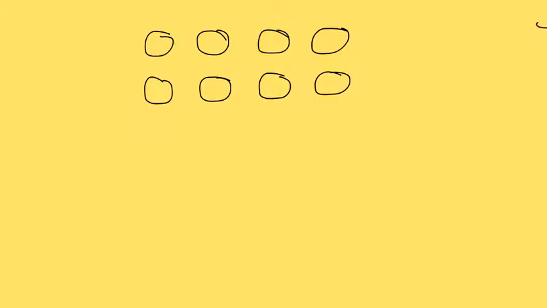Let's turn this array into an addition sentence. Ready? How many do you see in the first row? 4. How many do you see in the second row? 4. Remember, in multiplication, the rows and the groups are always equal. How many does this equal altogether? You got it. 8.